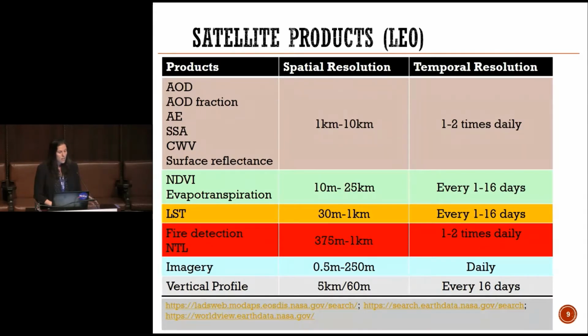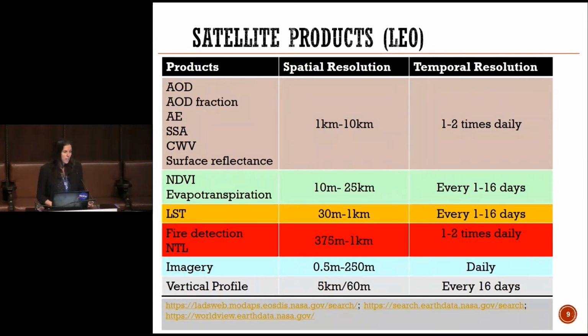The red group is variables that are derived from thermal bands, like fire detection and nighttime light, which we just heard about. And they also vary in their spatial resolution. Satellites give us two main products: the data, but also imagery. And today we can find imagery with a very high resolution from commercial satellites, in the resolution of 0.5 meter, up to 250 meters from NASA satellites.